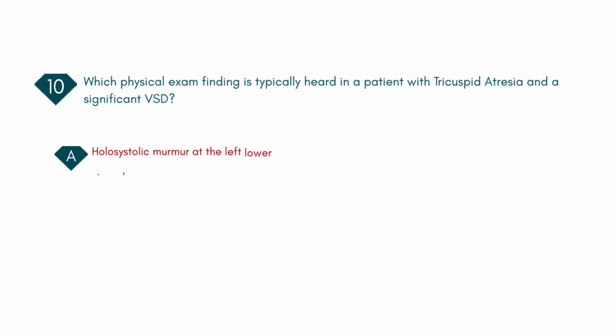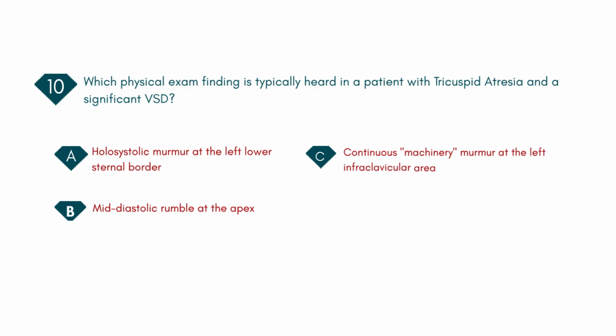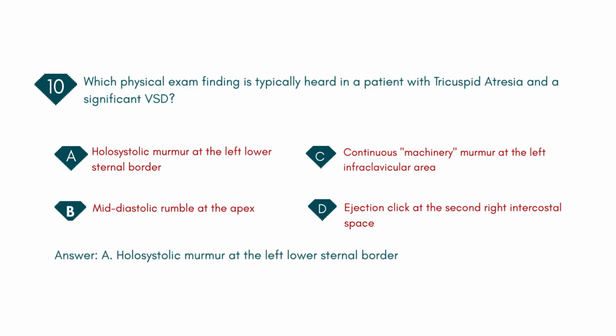Which physical exam finding is typically heard in a patient with tricuspid atresia and a significant VSD? A. Holosystolic murmur at the left lower sternal border. B. Mid-diastolic rumble at the apex. C. Continuous machinery murmur at the left infraclavicular area. D. Ejection click at the second right intercostal space. Answer A. Holosystolic murmur at the left lower sternal border.